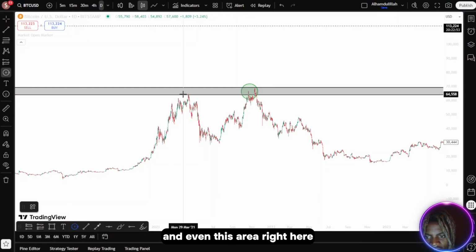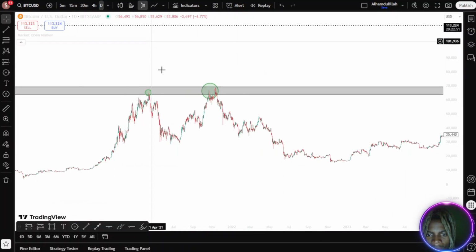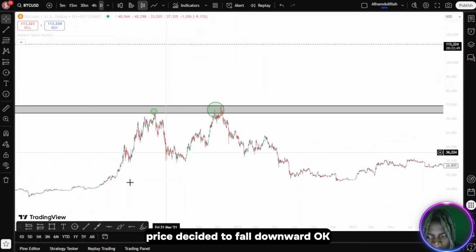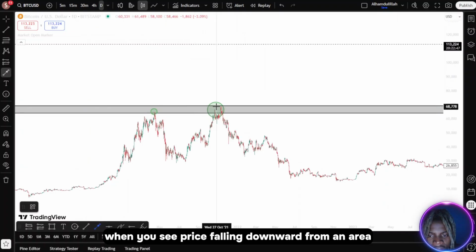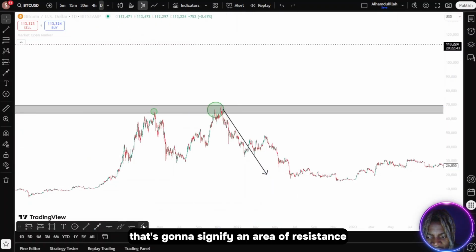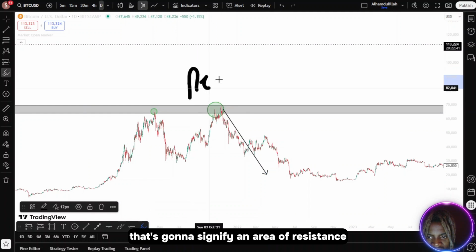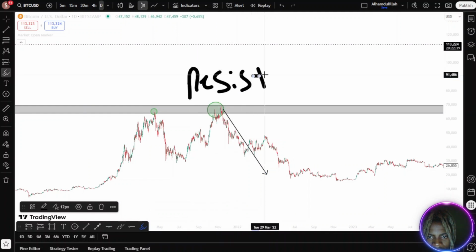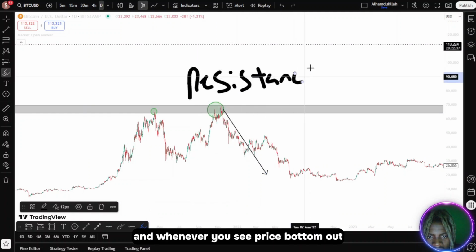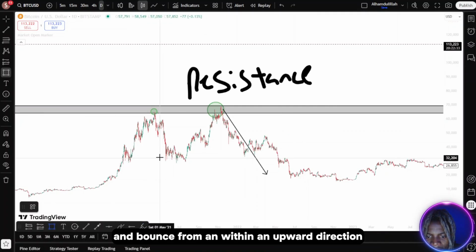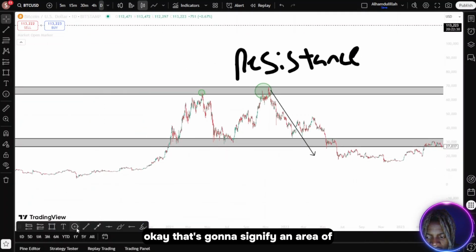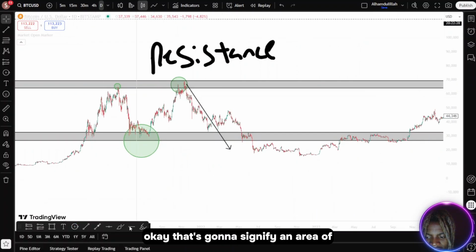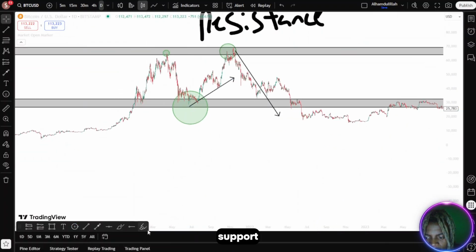Okay, and even this area right here, price decided to fall downward. Okay, so once again, when you see price falling downward from an area, that's going to signify an area of resistance. And whenever you see price bottom out and bounce from within an upward direction, okay, that's going to signify an area of support.